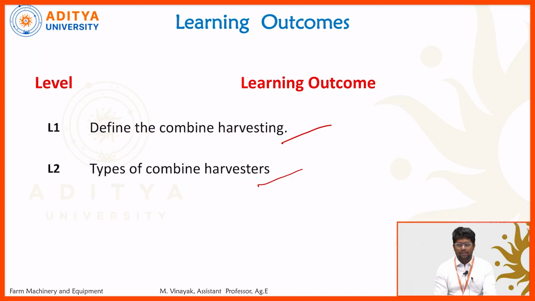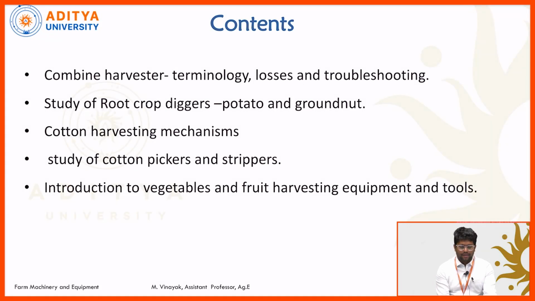So let us look at the list of contents of the 5th unit. Combine harvesters and terminology, losses and troubleshooting. So we need to study the combine harvesters, different terminologies related to the combine harvesters, losses regarding the combine harvesters and troubleshooting, as well as remedies. Study of root crop harvester, potato and groundnut crops. Next one, we can study the cotton harvesting mechanisms and cotton picker and stripper. We can study the cotton stripper and picker differences also, and we can study the vegetable and fruit harvesting equipment and tools.